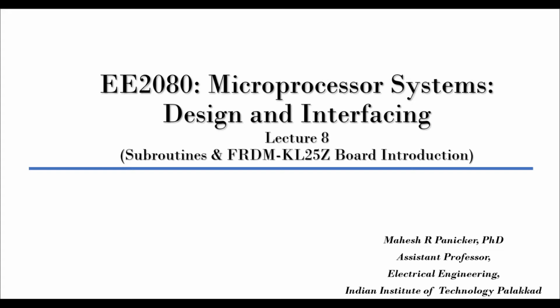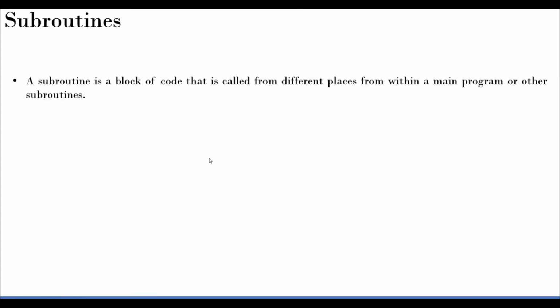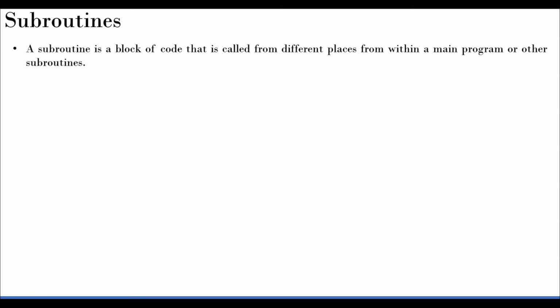The same thing can be applied in assembly language as well, and that's exactly what we will be discussing in this lecture. Okay, so without any further delay, let's jump right into the definition of subroutines. A subroutine is a block of code, a certain section of code that is called from different places from within a main program or other subroutines. So there is one main program, and to make it modular, to make it look good, you write several subroutines and then you call those subroutines from the main program. That's the essential meaning of this statement.